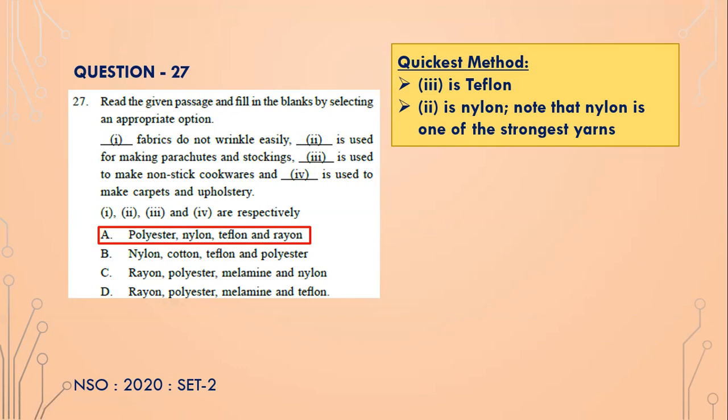If you have the same kind of diameter for nylon and steel, nylon is even stronger than steel. And 3 is used to make non-stick cookware. What is that? Teflon. Teflon coated pans or Teflon coated cookware. So 2 is nylon and 3 is Teflon. That's it. Then it gives the option A. So polyester fabrics do not wrinkle easily, nylon is used for parachutes, and rayon is used to make carpets and upholstery.